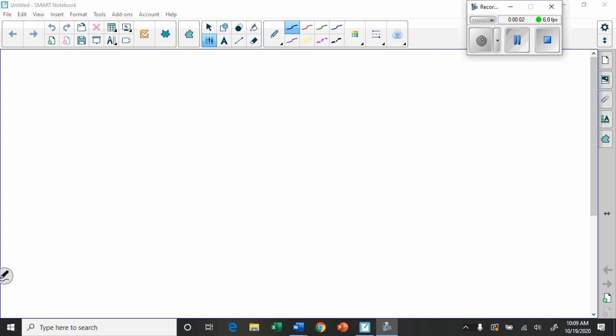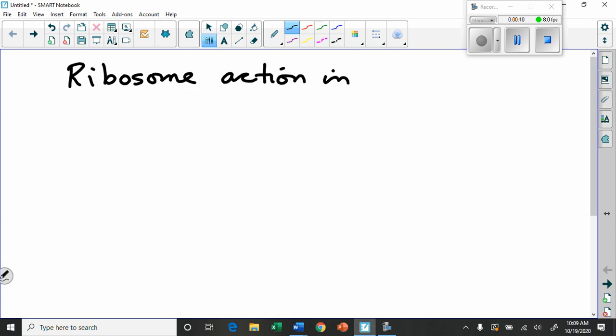Okay, so we're going to call this the ribosome action in detail, or in more detail. And this is sort of the AP portion of this. We want to have a slightly better understanding of what's going on in there. Okay, so first of all, the ribosome actually has two separate sections to it.